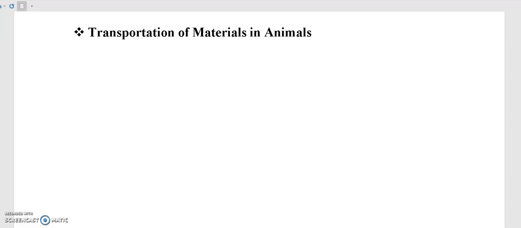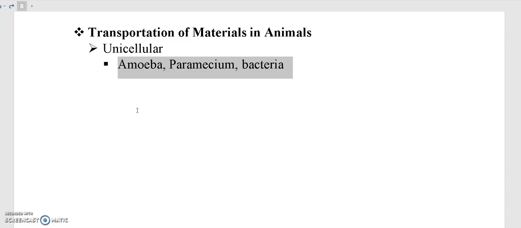We know that depending on the number of cells, any living organisms are categorized into two categories: unicellular organisms and multicellular organisms. Unicellular: uni means single, cellular means cell. So all those organisms which are made up of only a single cell are called unicellular organisms. And organisms which are made up of multiple cells are called multicellular organisms. If we talk about unicellular organisms, the examples are amoeba, paramecium, and bacteria, etc.